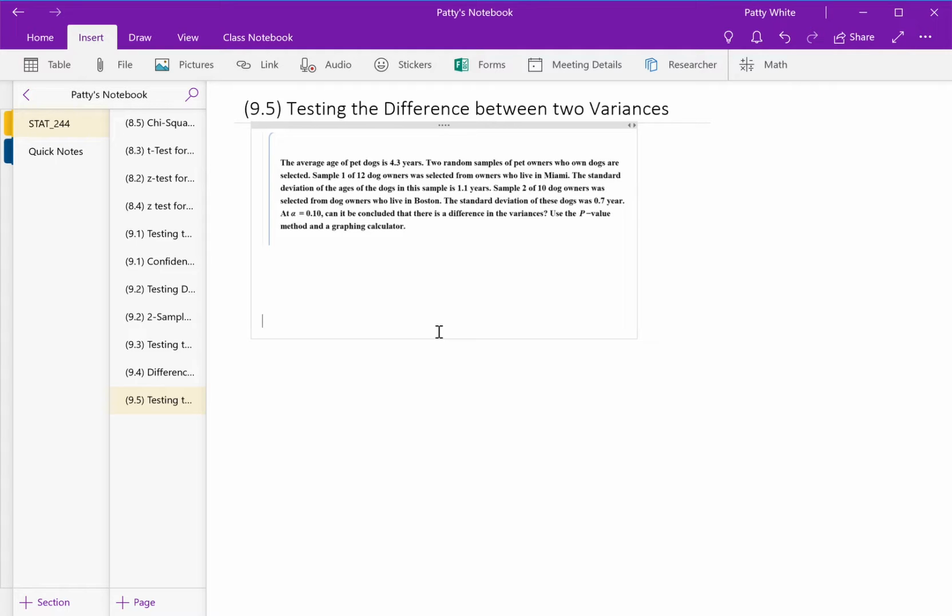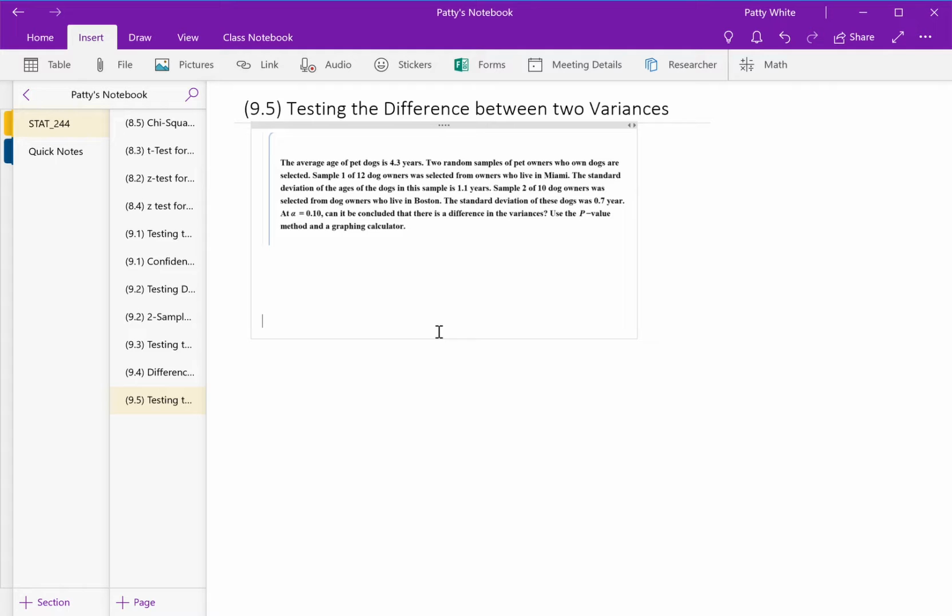The average age of pet dogs is 4.3 years. Two random samples of pet owners who own dogs are selected. Sample one of 12 dog owners was selected from owners who live in Miami. The standard deviation of dog ages is 1.1. Sample 2 had 10 dog owners, and it was selected from Boston. Its standard deviation was 0.7. At alpha equals 0.10, can it be concluded that there is a difference in the variances?